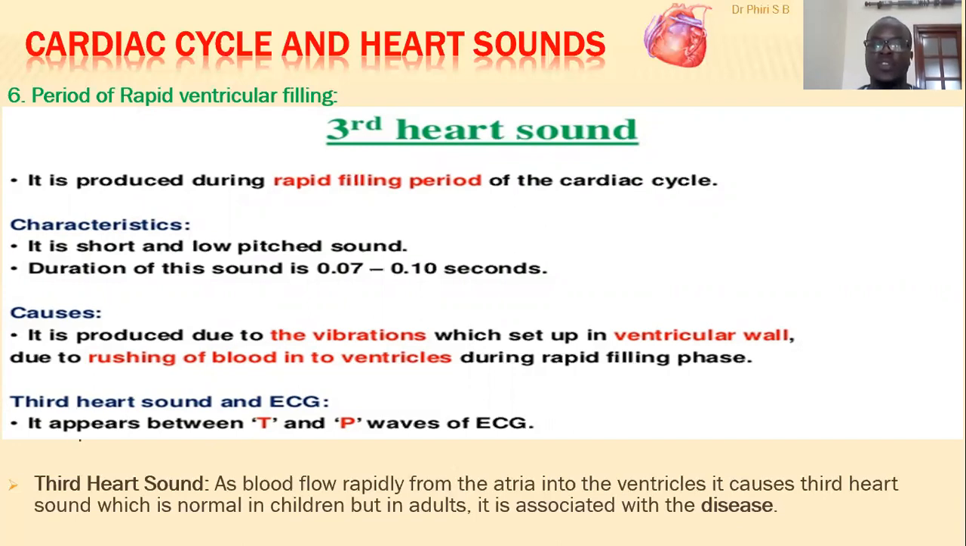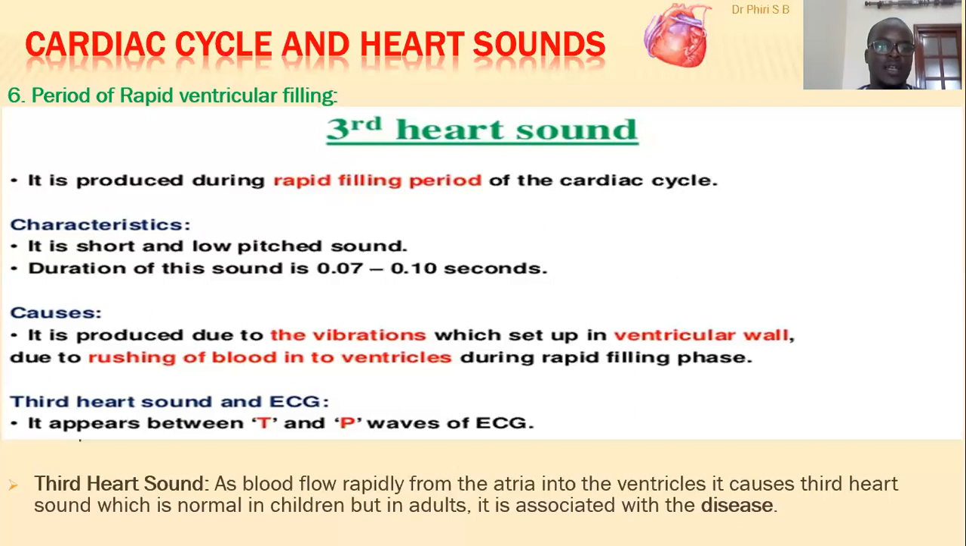Causes: it is produced due to the vibrations which are set up in the ventricular wall. So vibration of the ventricular wall due to the rushing of blood into the ventricles. So during the rapid filling phase, you have vibration that will set within the ventricles as they are receiving blood. So it's very rapid. And then you have the vibration of the ventricles that will bring about the third heart sound. So it's normal in children, but if you hear it in adults, then that can be associated with disease.